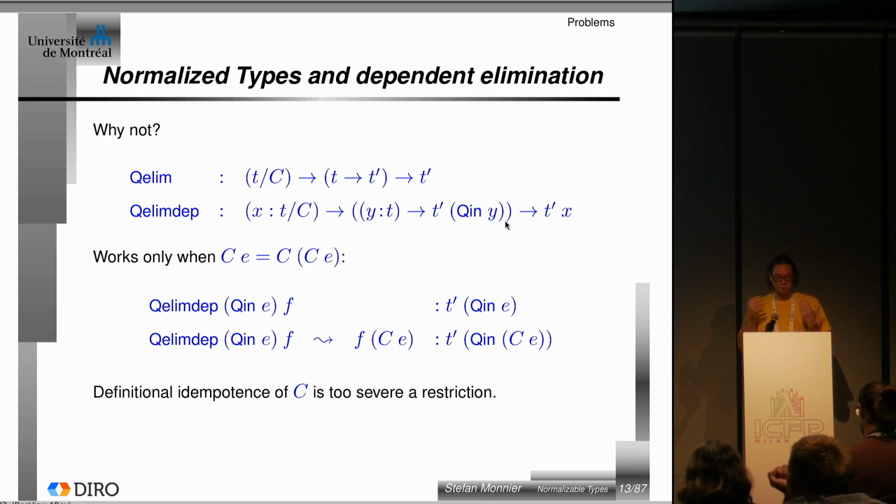Intuitively, it seems correct. But if you try to actually look at your typing rules, then during the proof, you'll see that it doesn't actually make sense. Because if you take just the type of QLM dep, QIn of e applied to f, based on the definition of QLM dep, you'll see that it has to have type t prime of QIn of e. It's obviously the case. And if you do just one step of evaluation first, and then look at the type of the result, then it's going to be f applied to c of e.